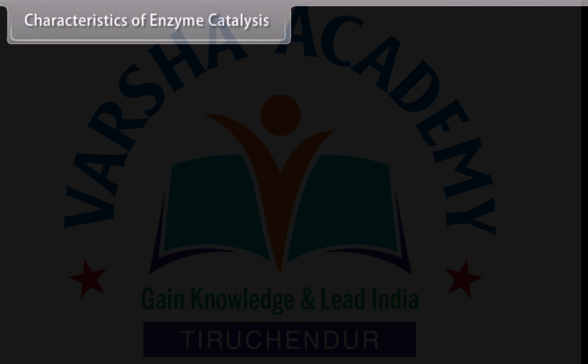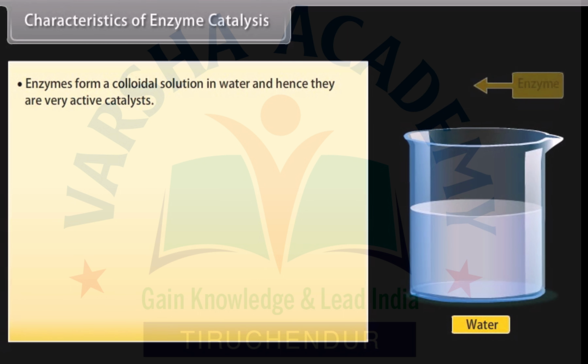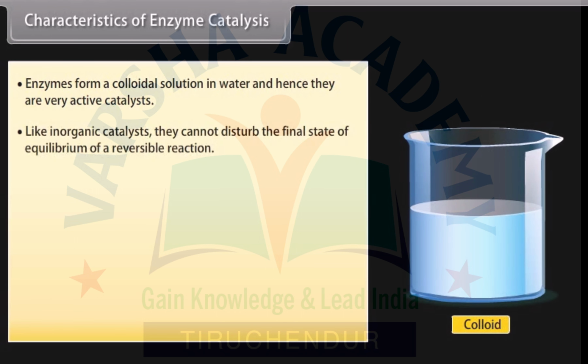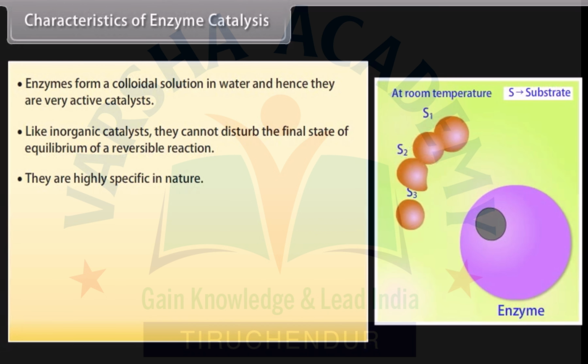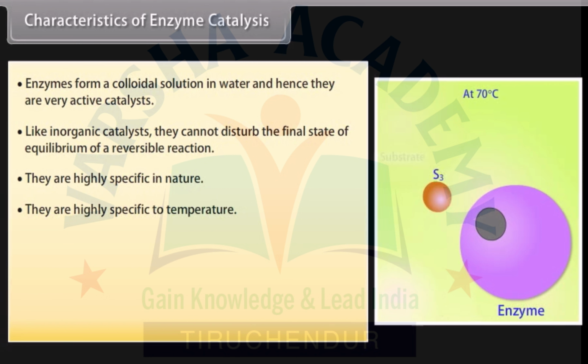Characteristics of enzyme catalysis. Enzymes form a colloidal solution in water and hence they are very active catalysts. Like inorganic catalysts, they cannot disturb the final state of equilibrium of a reversible reaction. They are highly specific in nature. One catalyst cannot catalyze more than one reaction. They are highly specific to temperature. The optimum temperature of their activity is 35 degrees Celsius to 40 degrees Celsius.